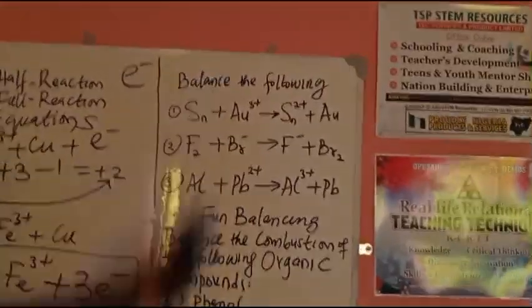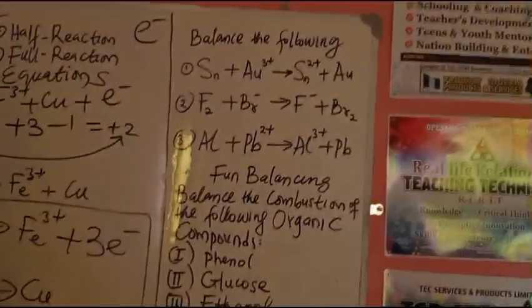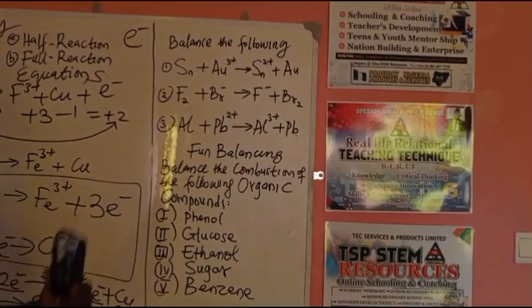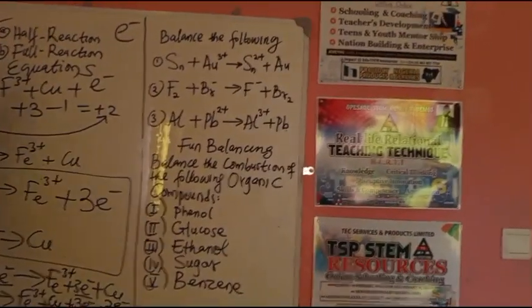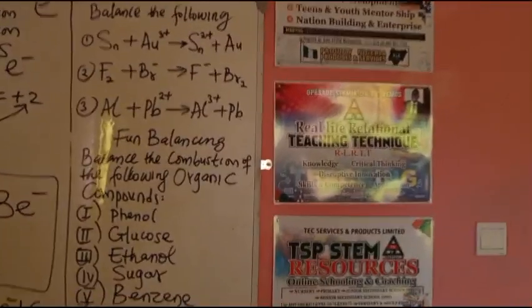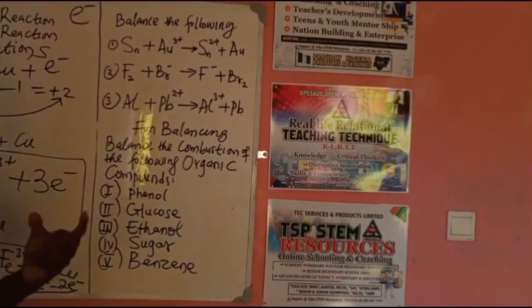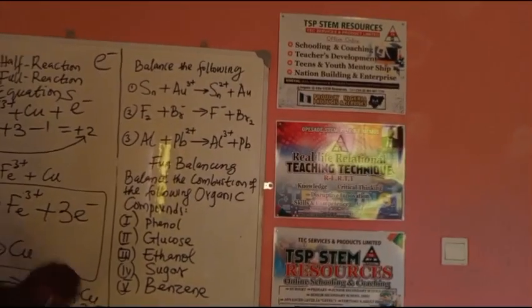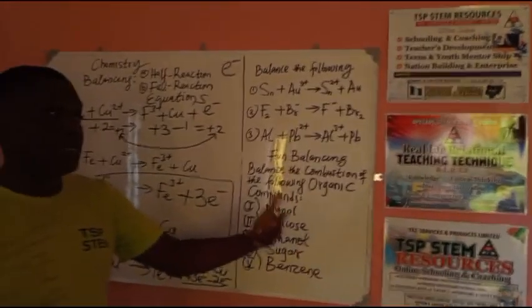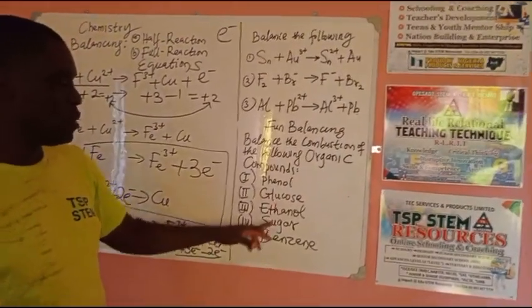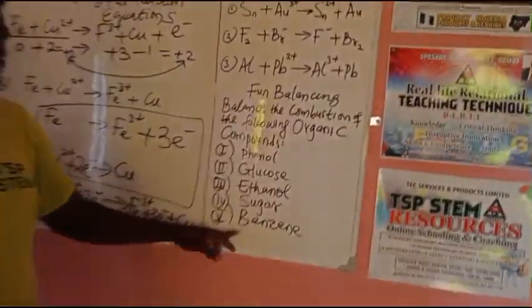So, I have the following for you to attempt. You balance the following just in the same way I've done it here. Then, there's a fun equation. You remember in part 2 of this series of balancing chemical equations, we did the combustion of organic compounds where we made mention of hydrocarbons. Now, it is not only hydrocarbons that follow that pattern of balancing. Even other organic compounds like phenol, glucose, ethanol, sugar, and benzene.